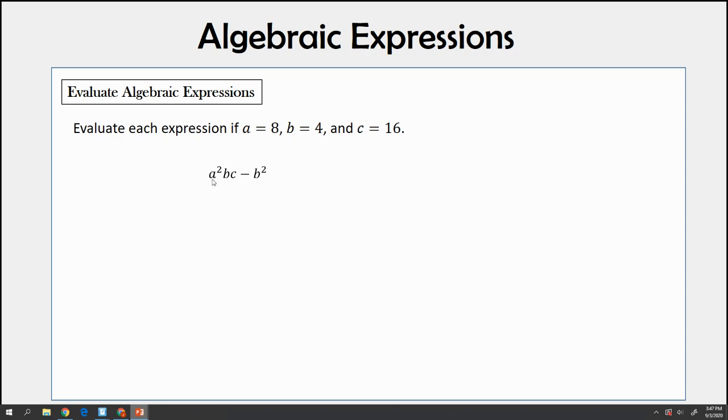So this expression, this is a variable expression, right? It involves operations and variables. We're going to replace a's with 8, b's with 4, c's with 16. So guys, this is a squared. So whatever I'm putting in place of a, I'm going to square it, multiply that by the b, multiply that by the c, and then subtract whatever b is squared. So we can just go ahead and plug those all in.